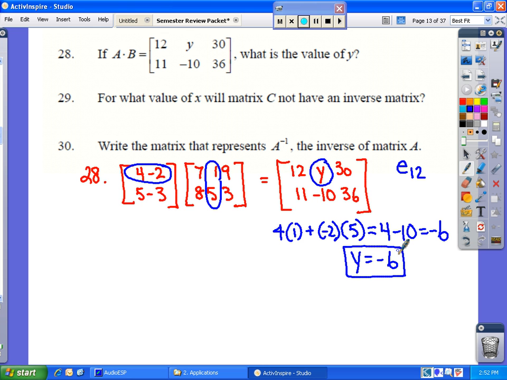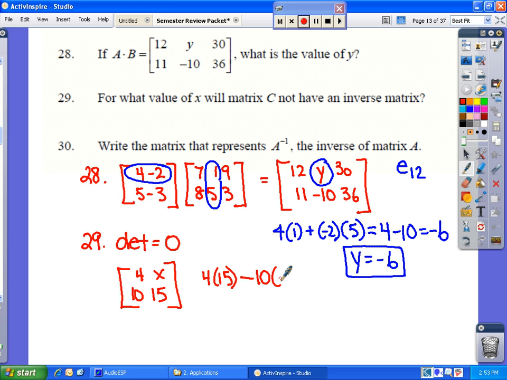Going on to number 29, it asks for what value of x will matrix C not have an inverse matrix. We know that matrix C will not have an inverse matrix if its determinant is equal to 0. The C matrix, 4, x, 10, 15, has an x in it, and what we want to do is calculate the determinant of that matrix and then set it equal to 0 to see for which value of x it will not have an inverse. Okay, so 4 times 15 minus 10 times x is its determinant, or 60 minus 10x.